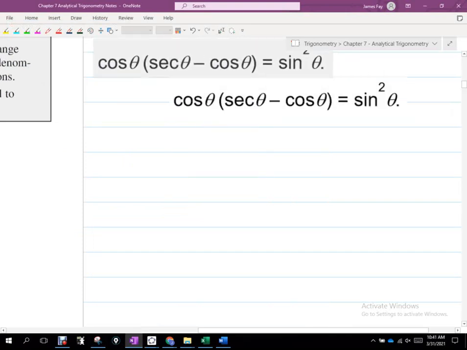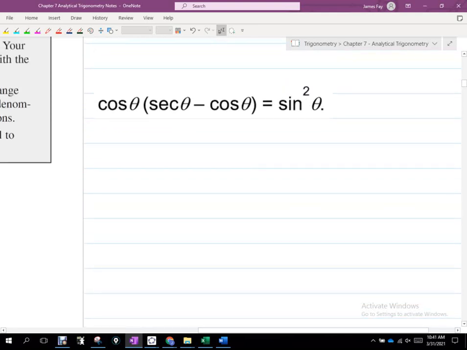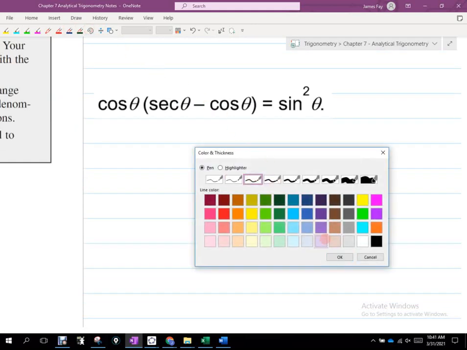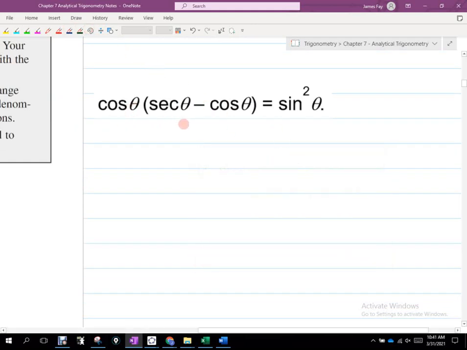I'm going to move this over to give myself a little bit of room. All right, so you're going to decide what side is more complex. Which side here is more complex to you? The left-hand side, right? Okay.